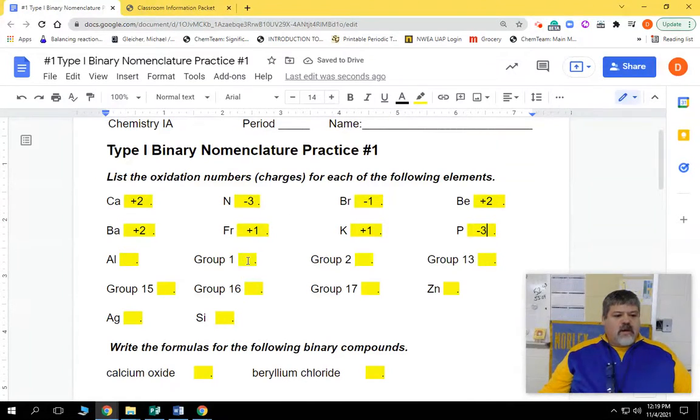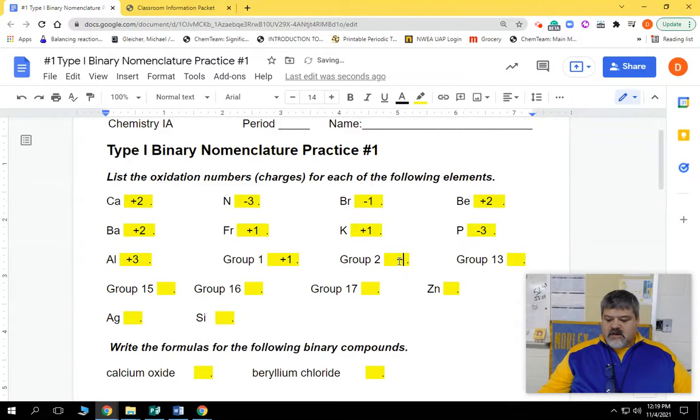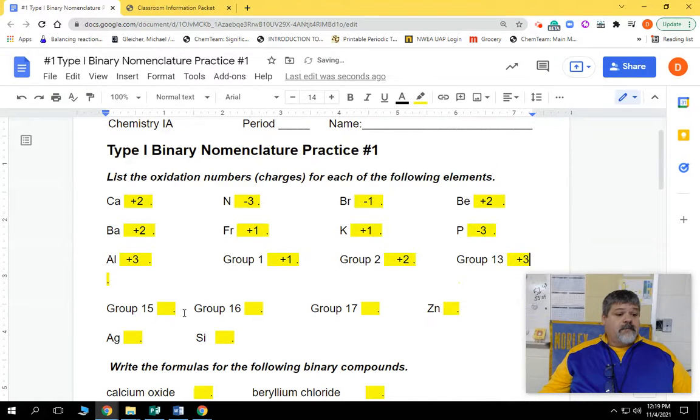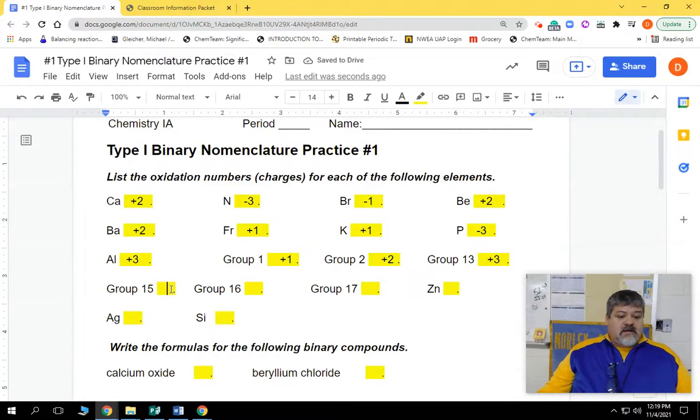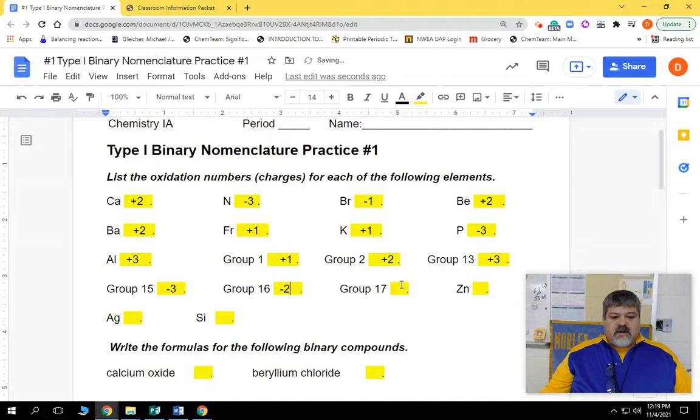If I go to the groups, all I have to do, this one right here, aluminum metal +3. Group 1 is going to be +1. Group 2 is going to be +2. Group 13, or 3A, is going to be +3. Group 15 is 5A, which is going to be a -3. Group 16 will be -2. Group 17, -1. Zinc. I don't have charges above zinc or silver. I do for silicon, though. Silicon is going to be a -4.